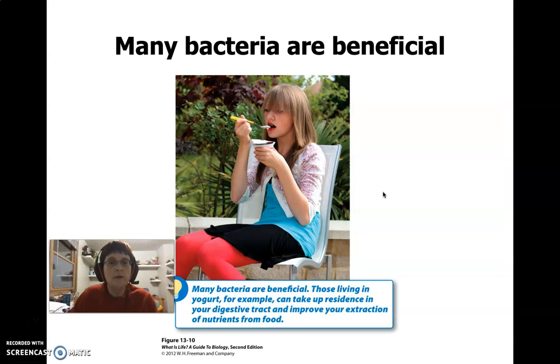So you might be familiar with the fact that bacteria are beneficial. Those that live in yogurt have been shown to at least take up temporary residence in your digestive tract, so that can be helpful to you. We actually have a large amount of bacteria that live in our digestive tract, a couple pounds of them, helping us take nutrients out of our food, but also they provide us with vitamins that we can't make ourselves. Without them, we would have some problems. They are helping us not just by getting our food broken down, but by making some important chemicals that we need.